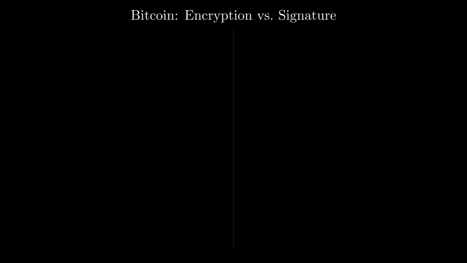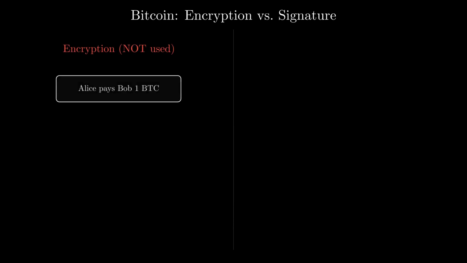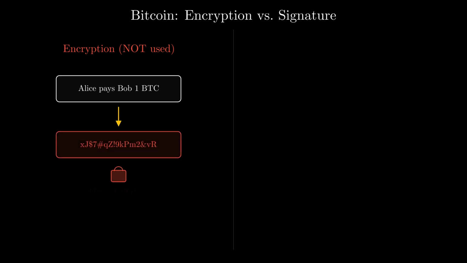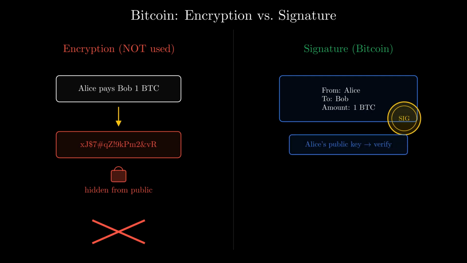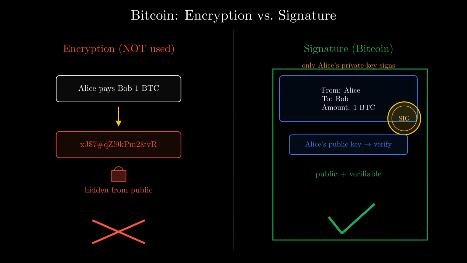Here's the critical correction most people get wrong. Bitcoin does not encrypt your transactions. Every transaction is fully published. Amounts, addresses, everything. What Bitcoin uses is a digital signature. Anyone on Earth can verify that signature against Alice's public key, but only Alice, holding her private key, could have produced it. Encryption hides information. Signatures prove authorship. Bitcoin needs the second, not the first. That distinction is why the network can be open and secure at the same time.